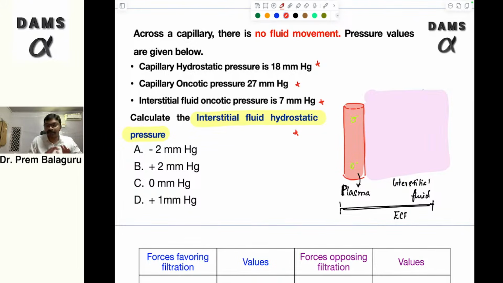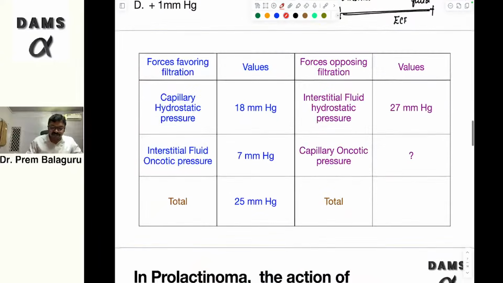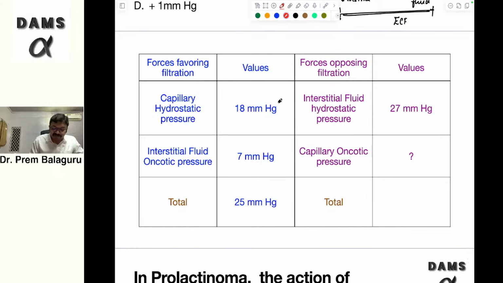If you substitute these values, the same logic applies here: factors favoring filtration. Capillary hydrostatic pressure favors filtration and the value is 18 millimeters of mercury. Interstitial fluid oncotic pressure favors filtration and the value is 7 millimeters of mercury.